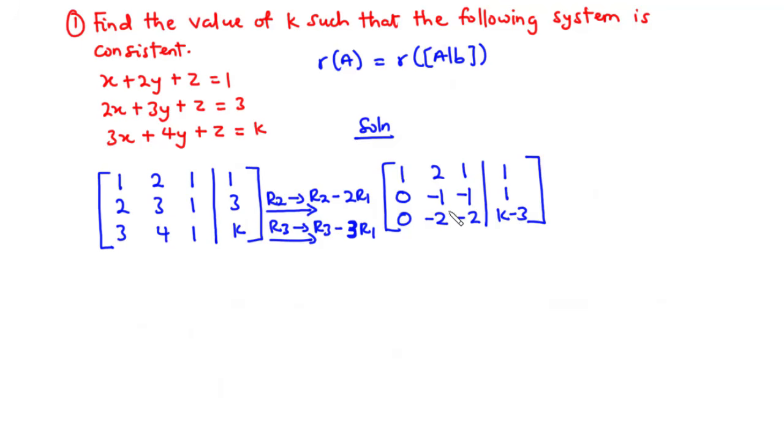Now at this point, let's focus on making this value go to 0. So we perform the operation on row 3. And the operation is, we are going to multiply row 2 by negative 2 and then add that to row 3. So we have negative 2 row 2 plus row 3.